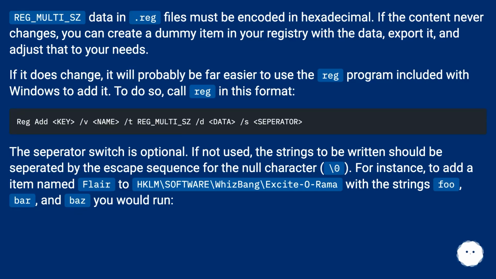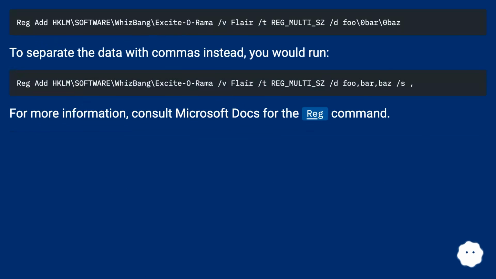The separator switch is optional. If not used, the strings to be written should be separated by the escape sequence for the null character, \0. For instance, to add an item named flare to HKLM\Software\Whizbang\Excitorama with the strings foo, bar, and barge, you would run. To separate the data with commas instead, you would run. For more information, consult Microsoft Docs for the reg command.